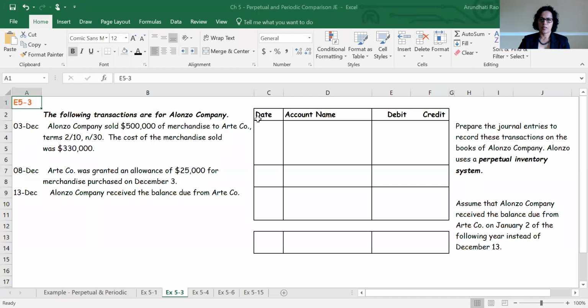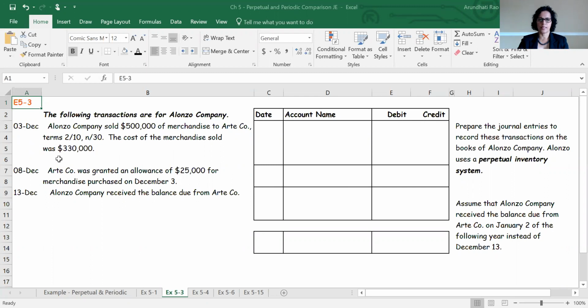Again, when we're looking at journal entries, my journal consists of a column for date, a column for account name, and the last 2 columns for the amounts to be debited and credited. So let's look at these transactions. On December 3rd, Alonzo Company sold $500,000 of merchandise to Art Company. The terms are 2/10 net 30. The cost of the merchandise sold is $330,000.